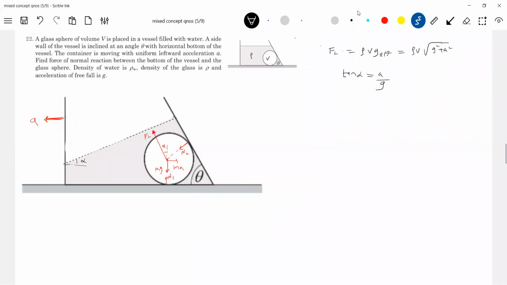Tan alpha should be equal to a by g. So let's equate all the forces along X and along Y axis here. So this will be FL sine alpha. First, along Y axis, I'll make it FL cos alpha plus N1 minus mg minus N2 cos theta, they should be equal to N2 sine theta, N2 cos theta.